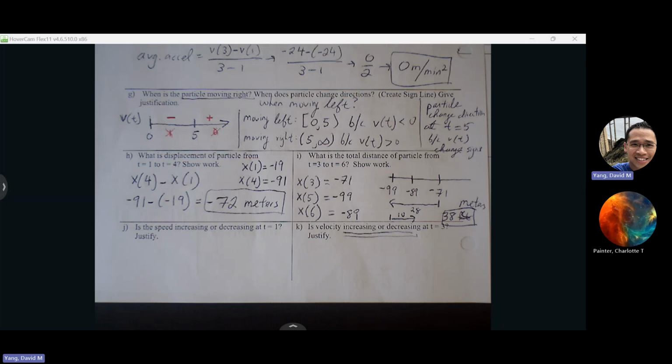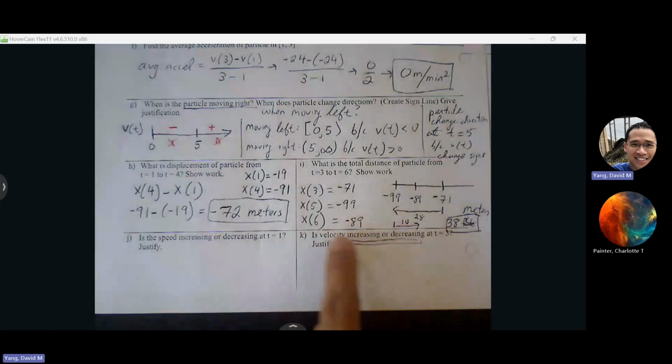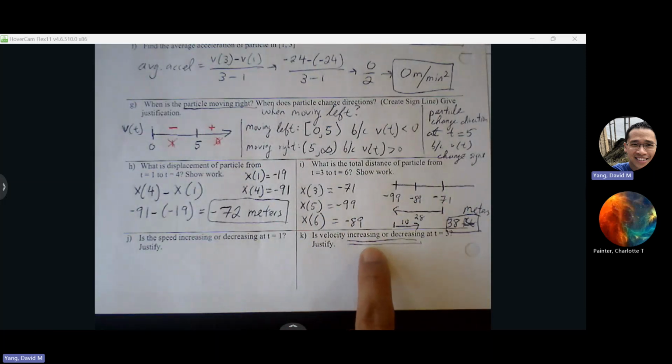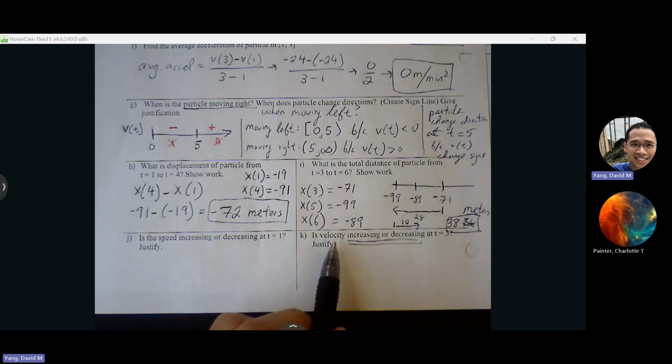So if your acceleration is positive, then velocity is showing a positive slope. If acceleration is negative, then velocity is showing a negative slope. So this is asking about the slope of velocity. It's not asking about whether velocity is positive or negative. It just wants to know, is the slope looking like this, or is it going down? So that's why we're just looking at acceleration for part K.